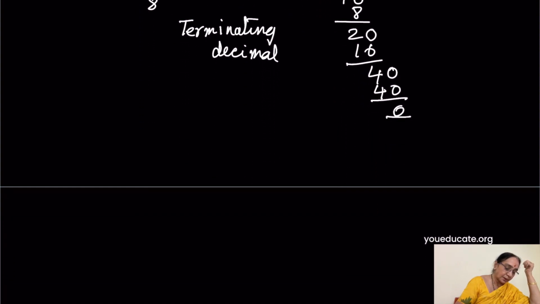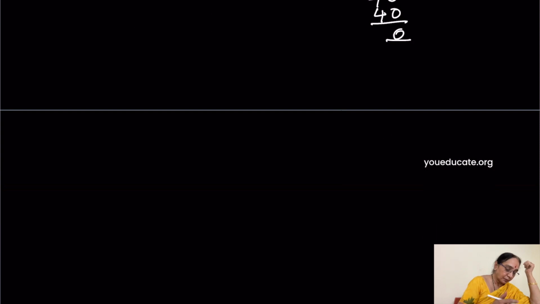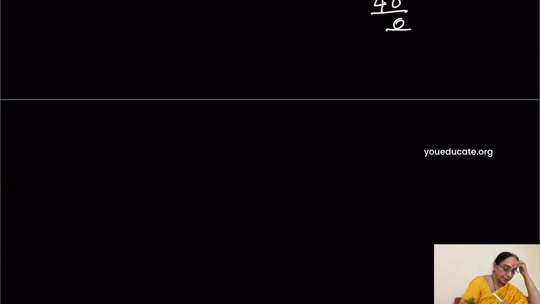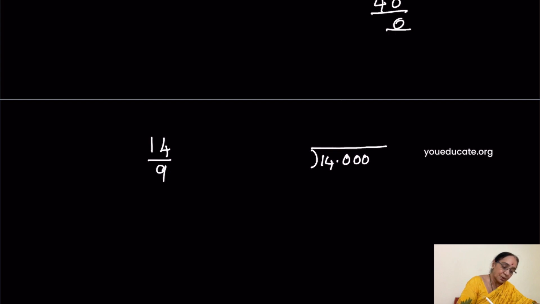Now we'll take another example where you will get a pattern. Say for example, we'll take a small number, say 14 upon 6 or 14 upon 9. Now we will see what is the decimal representation of 14 upon 9. Again, do the long division. 14 point, you can add any number of zeros after the decimal point. Your divisor is 9.